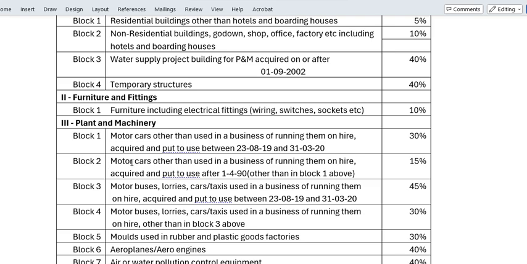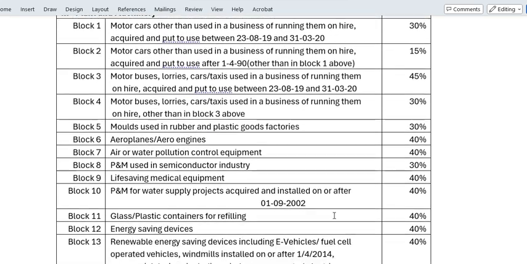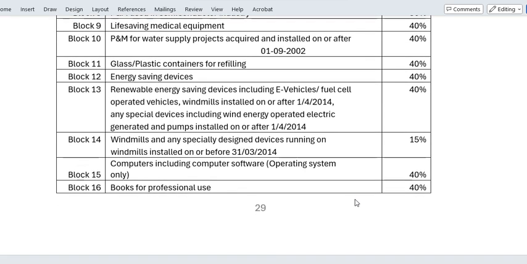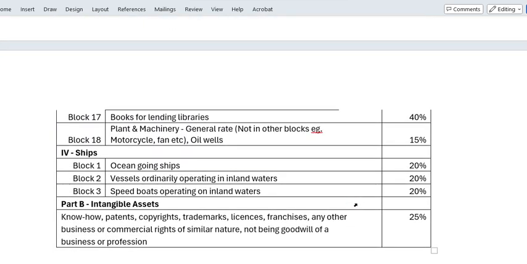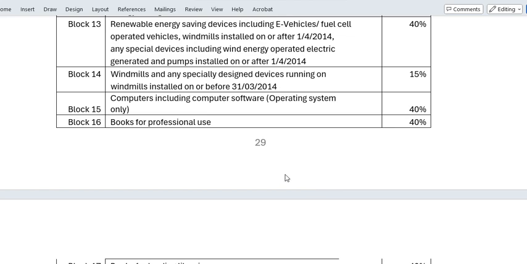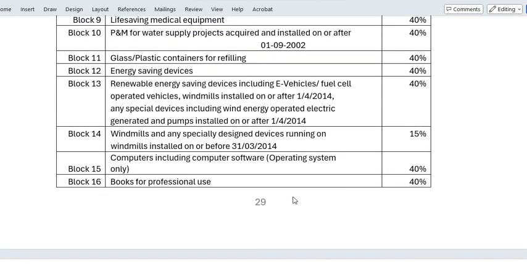Now, plant and machinery. There can be general plant and machinery. If nothing is mentioned, only plant and machinery, you have to take the general plant and machinery. That is 15%, the general rate you have to take. Note other blocks: maybe some motorcycle, fan, oil well, whatever, it is 15%. Then books for lending libraries are 40%. In libraries, books for professional use 40%.